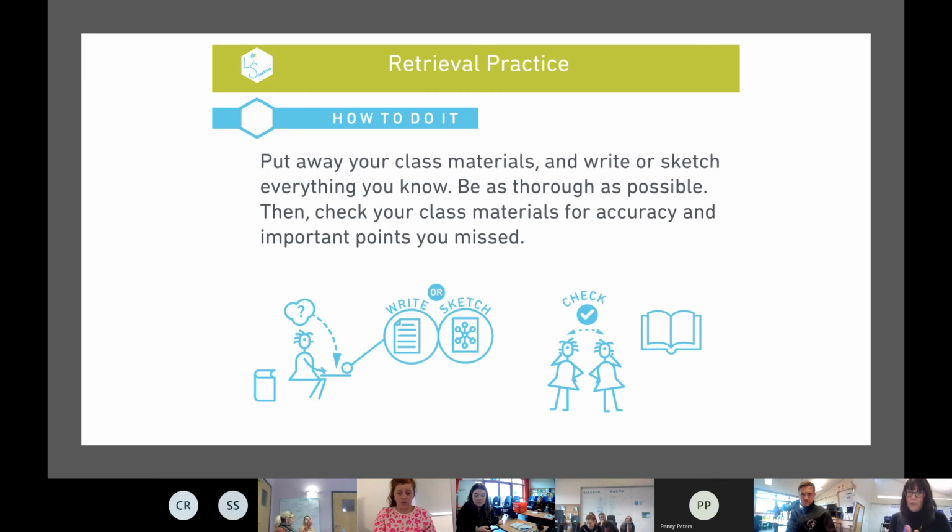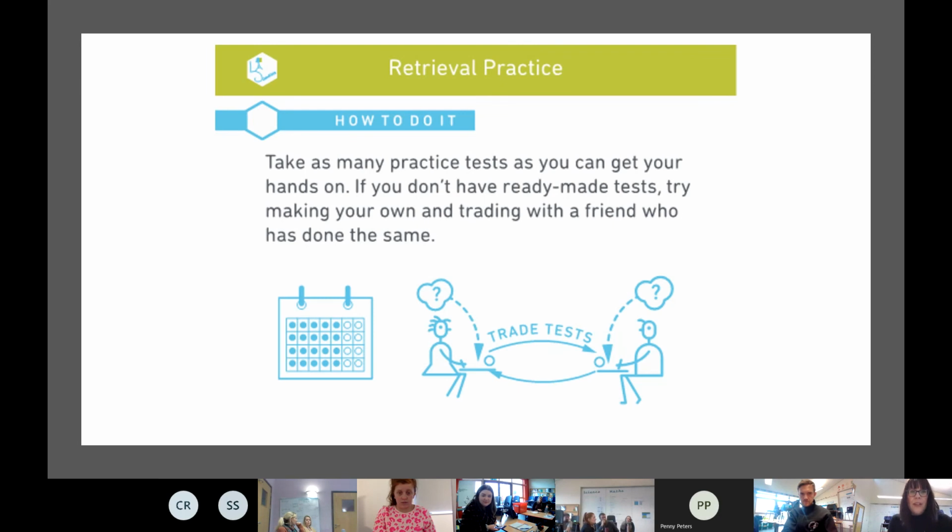So that's really good because we can check again through having a plethora of examples or through our questioning, and also its opportunities, for example, think, pair, share. It's opportunities for this informal peer feedback. Take as many practice tests as you can get your hands on. If you don't have ready-made tests, try making your own and trading with a friend who has done the same. So remember how we schedule testing points, assessment points rather, throughout our learning.